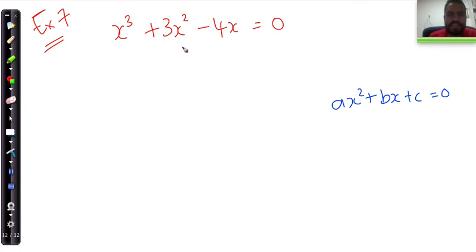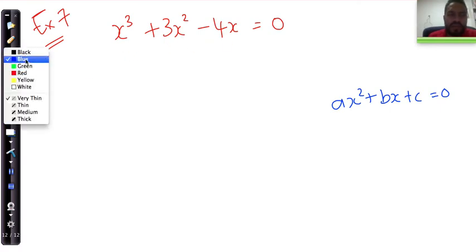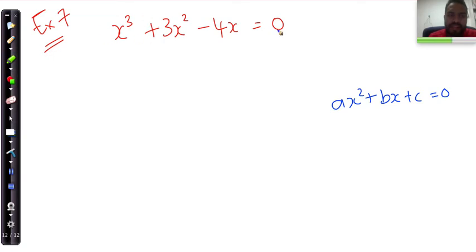So always try to factorize first, and the first golden rule of factorization is look for a common factor. Now we can see that there's an x over there, an x over there, and an x over there, so we can pull out that x. x times what gives me x cubed? That's going to be x squared, right?